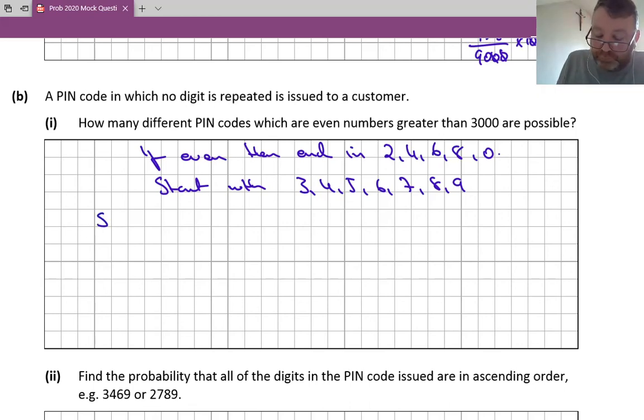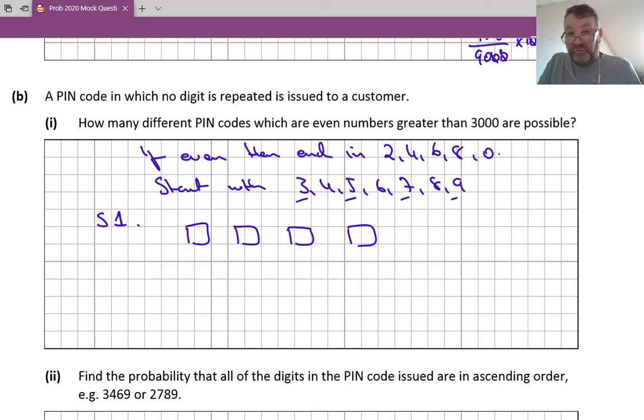So what's scenario 1? If I start with 3, 5, 7 or 9, then all the even numbers are available to end this thing. So let's think about that. PIN numbers, 1, 2, 3, and 4. I've got 4 spaces to fill. If I start with any of them, all five even numbers are available for the last position. So that's the first scenario.